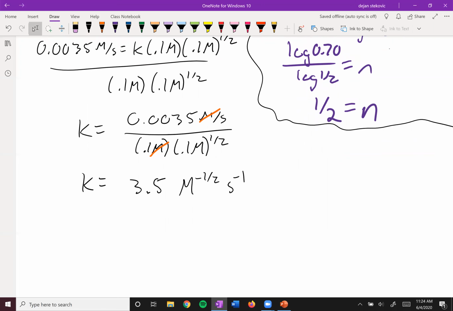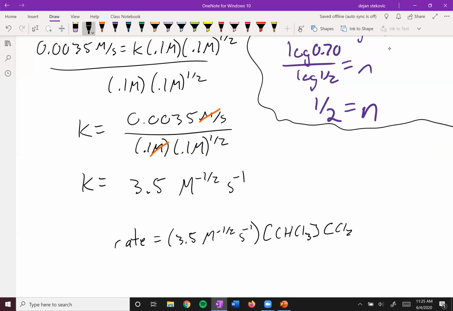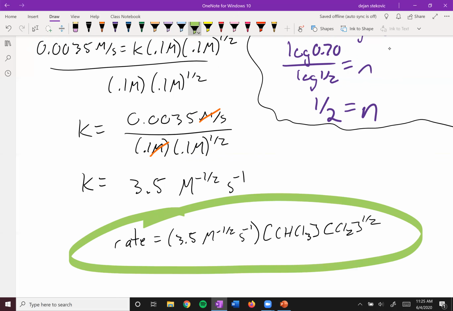And so then we can rewrite the overall rate law. So rate is equal to 3.5 molar to the negative 1/2, seconds to the negative 1, times the concentration of CHCl3 times the concentration of Cl2 to the 1/2, and this is our final answer. Honestly, the only way to get good at this stuff is to just practice, practice, practice, and then you'll find your own little shortcuts and see what works and what doesn't work.